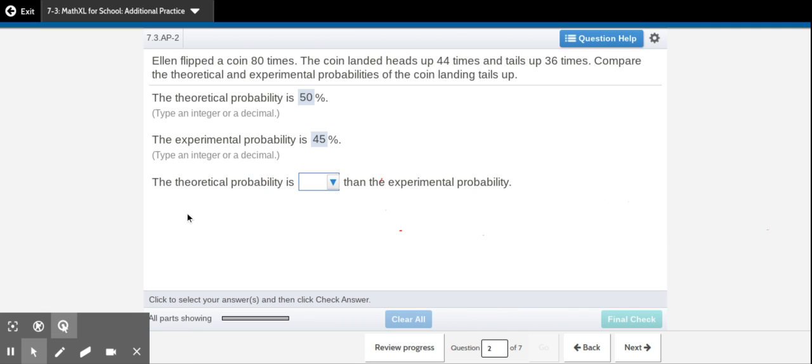So the theoretical probability is greater than the experimental probability.